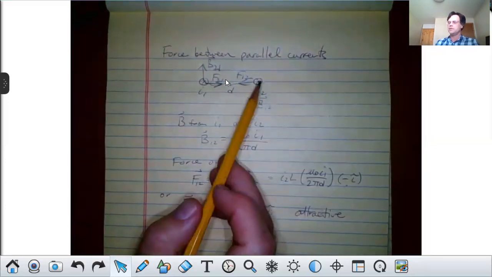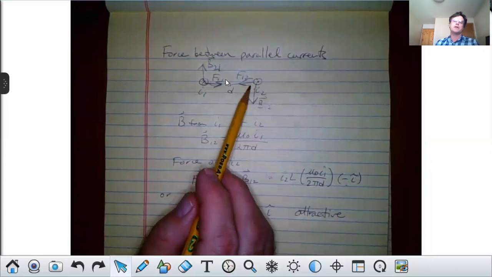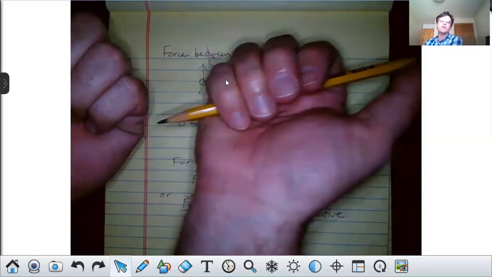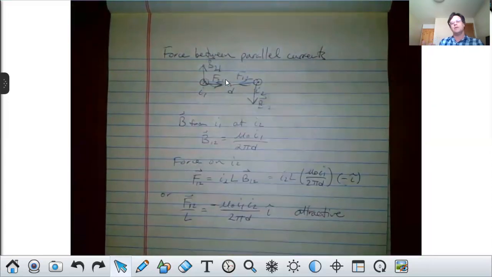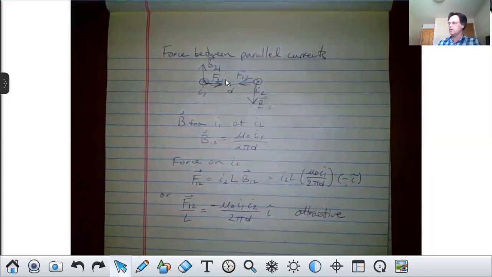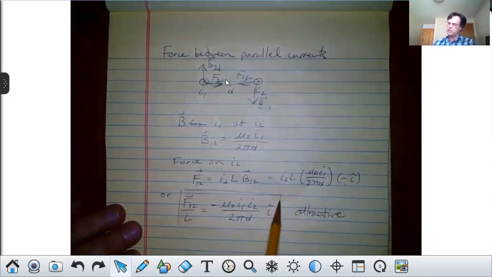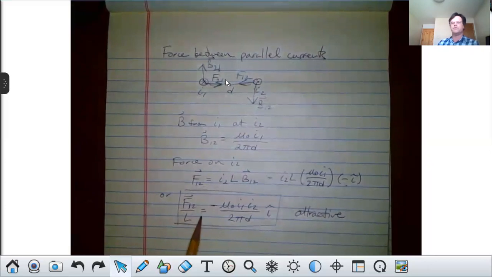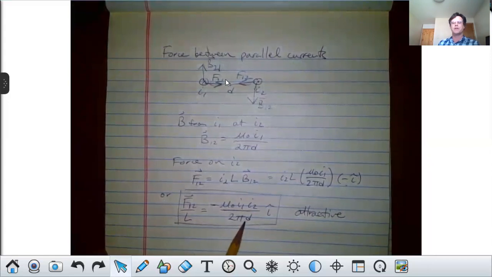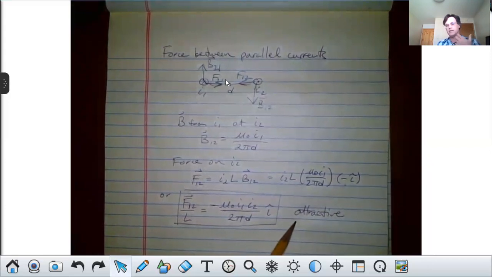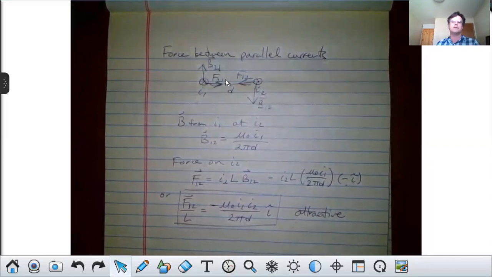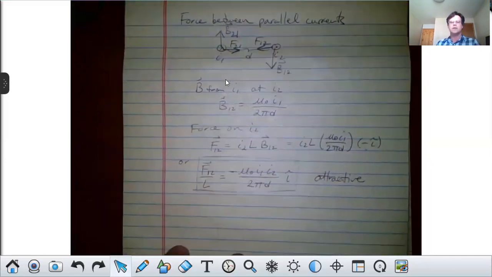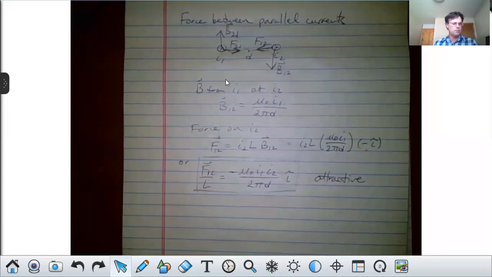Now what if I flipped the direction of one of the currents? Maybe I made this current go in. Then they would repel each other. And maybe you can work through that and see how that works out. But either way, the magnitude of the force per length is mu0 I1 I2 over 2 pi times the distance between the wires. Again, in this case, it's attractive. It can be repulsive if the directions of the currents are different. That will help you hopefully with one of the problems as well.